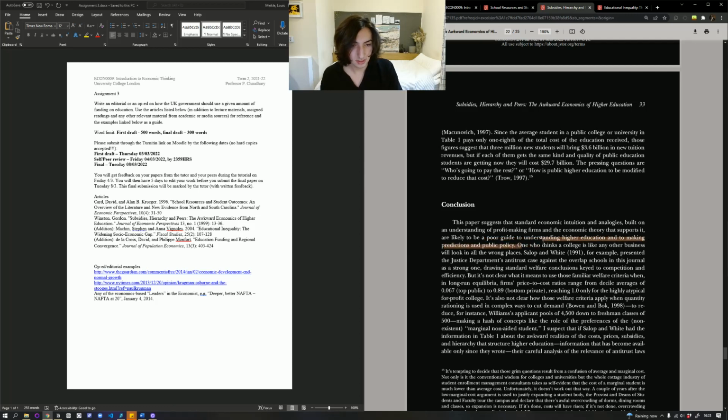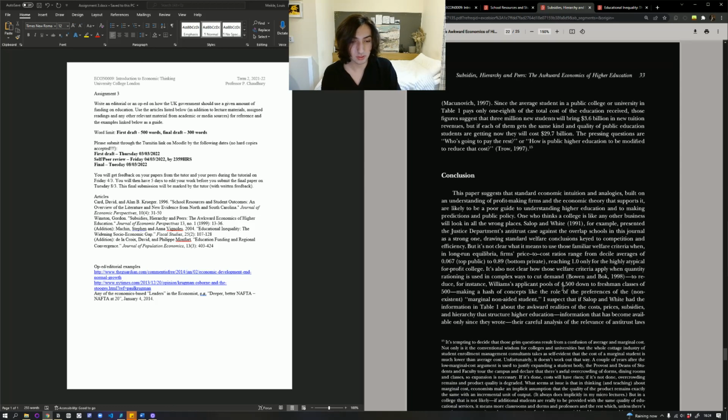So it says here, one who thinks a college is like any other business looks in all the wrong places. So you're saying here that essentially, if you treat a college or an institution of higher education like a business, it doesn't work in the same way. Policy doesn't apply to it in the same way. Okay? That's the main thing to glean from this.